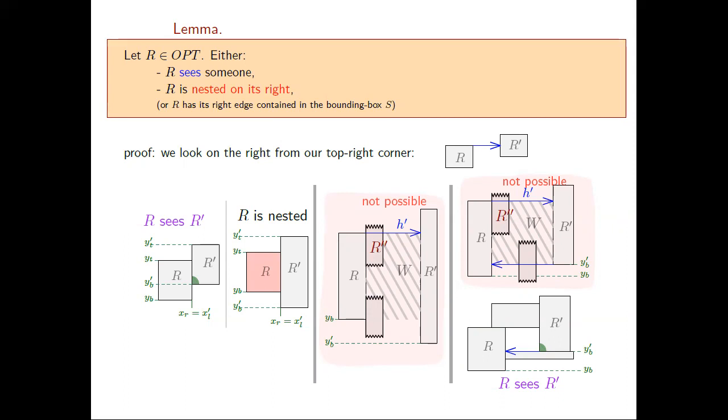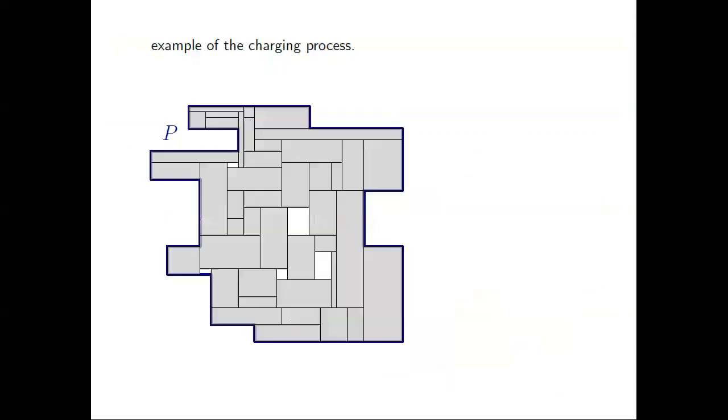So there is this lemma, but I don't really want to prove it, that either a rectangle sees someone or is nested on the right. So it can charge someone or doesn't have to be charged. Okay, that's the message. I don't really want to prove this, but it works.